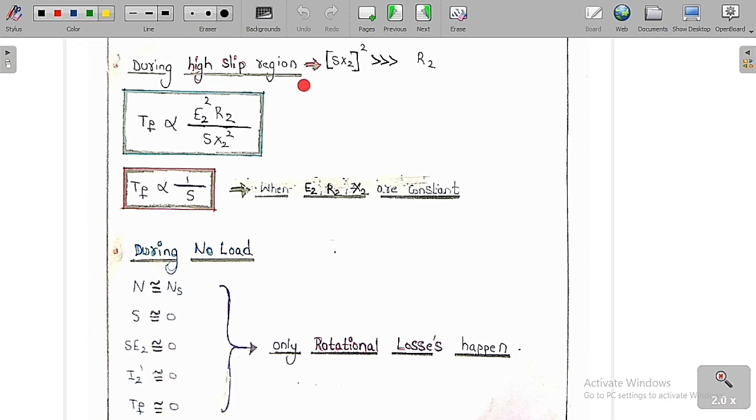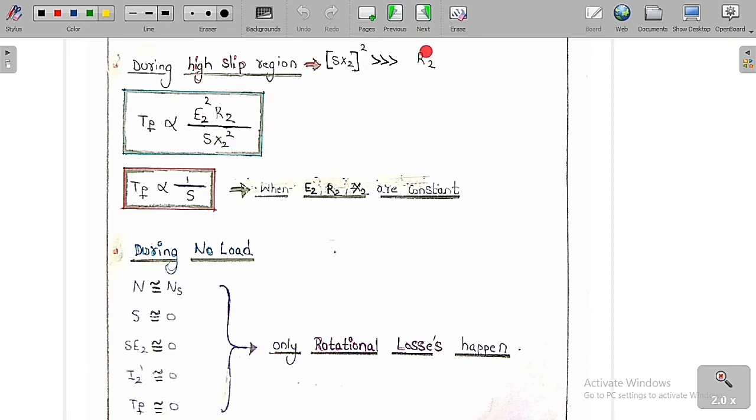During the high slip region, I have already told you, the high slip region is called the unstable region. Whenever the S is very, very high, S into X2 whole square is very, very high when compared to R2. So we are going to neglect the R2 square. Then we are going to get S into E2 square R2 by SX2 whole square. Listen carefully: S into E2 square R2 by SX2 whole square. The S cancels, and we are going to get finally E2 square R2 by S into X2 square.